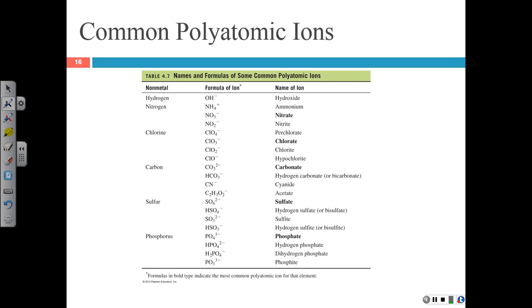So on this list, what am I giving you? I'm giving you the name, the formula, and the charge. So the oxidation state of all of these. So whenever you recognize a polyatomic ion, you go to your chart and you may need the name, or you have to find the charge. The charge is very important in naming.